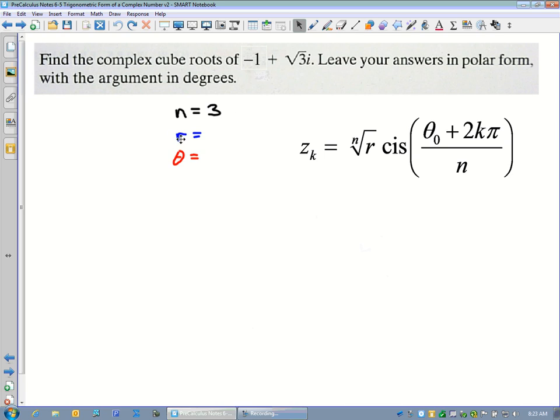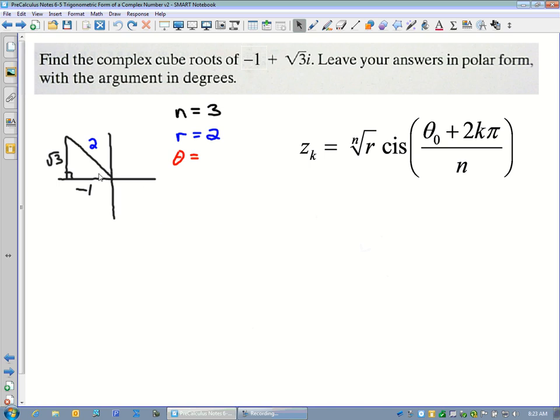Now, for the radius and the theta, we can look at this visually. Again, here is -1 + √3 i, which would be -1 in this direction plus √3 i in this direction. And hopefully you recognize the 1, 2, √3 triangle, which is your 30-60-90 triangle. So our radius is obviously going to be 2.